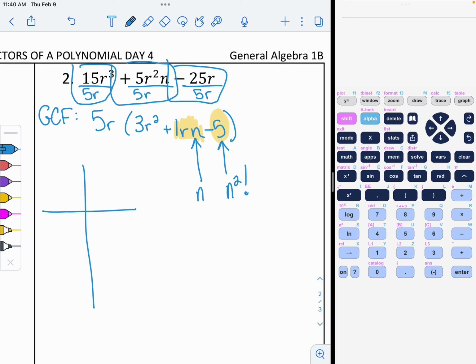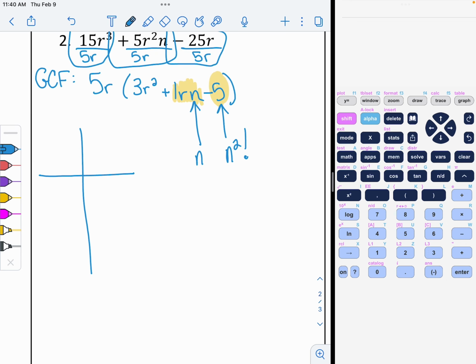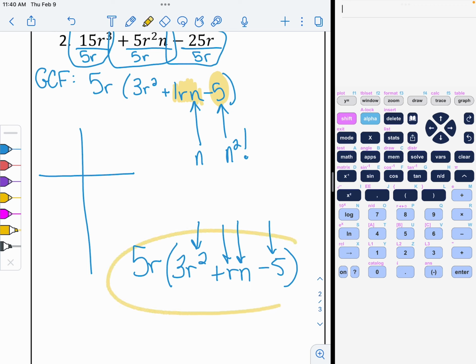So it's not that the whole thing's prime, it's that that new trinomial is prime. So my final answer is just my 5r with my 3r squared, with my rn, and my negative 5. Again, for emphasis, since this has an n, this would need an n squared. Because this has an r, it has the r squared. That was okay. I can't even proceed, though. I can't even try to get my magic factors. This is the factored form of the original polynomial.